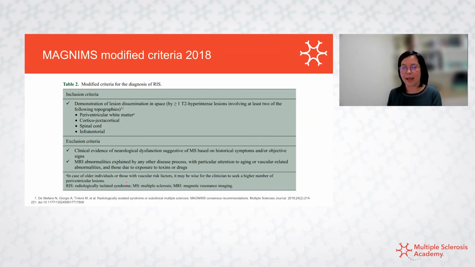You have to be a little bit more careful and perhaps seek out a higher number of periventricular lesions, because that's where white matter lesions commonly occur with age. Consider them sort of brain wrinkles.